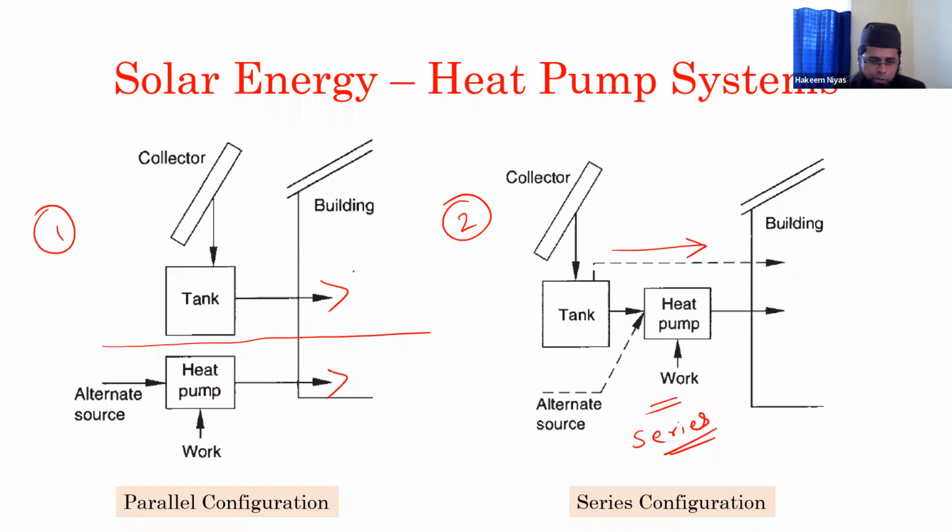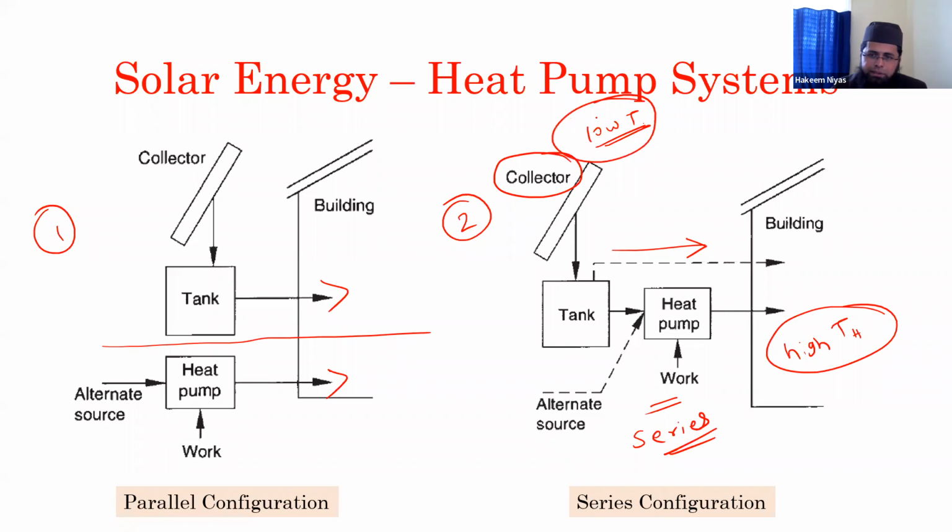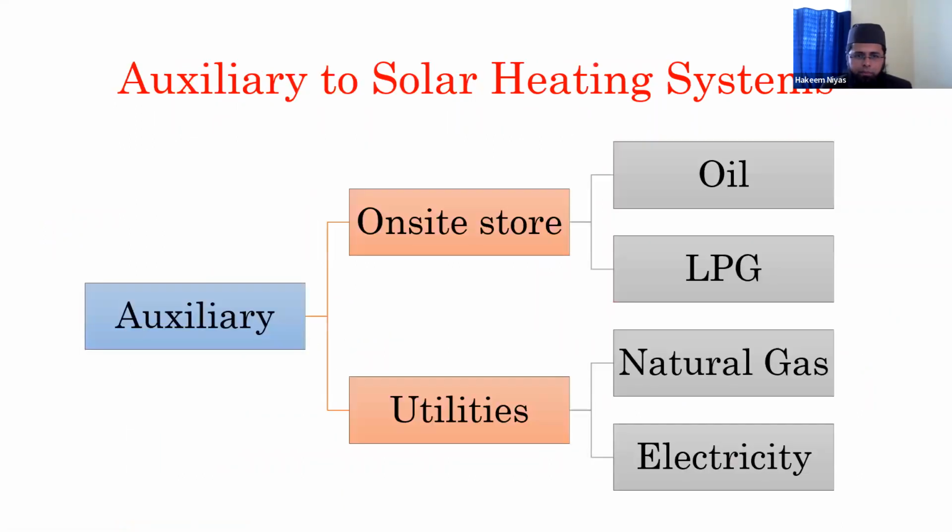not able to control. That is one thing, but predominantly one reason is the collector efficiency is high at low temperatures, and heat pump efficiency COP is high at high evaporator temperatures. So these two requirements exactly match in the second case, the series case. So because of that, the series configuration is much better.